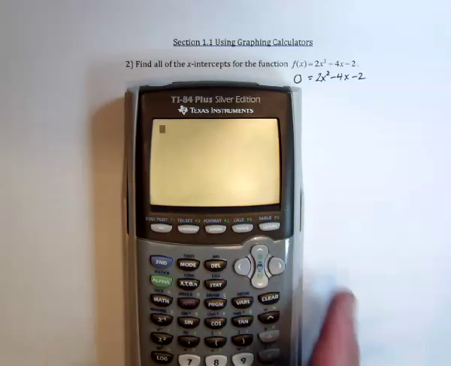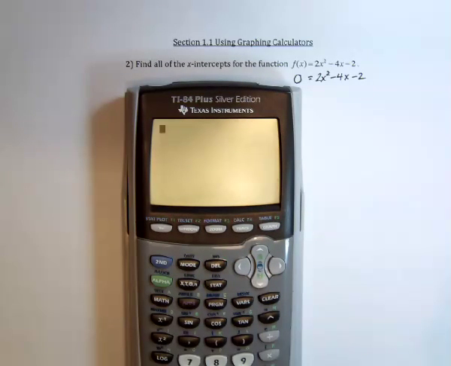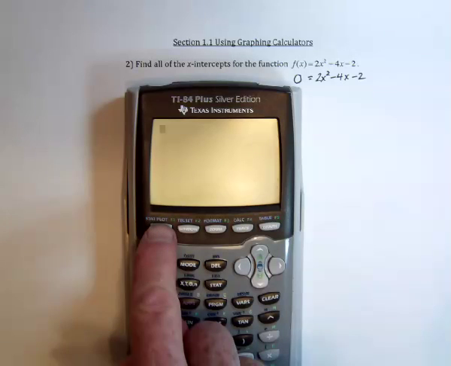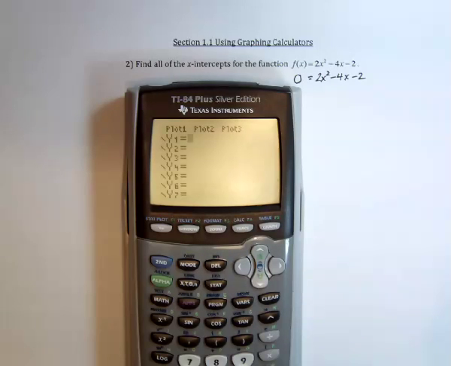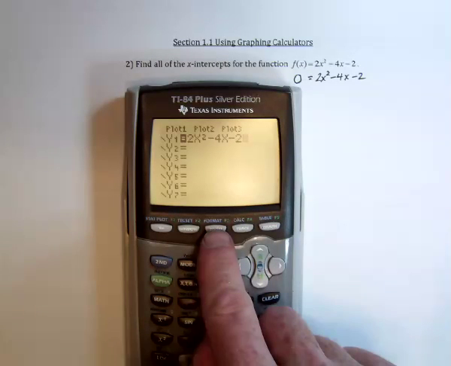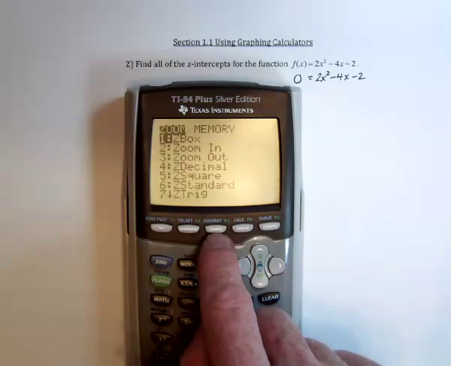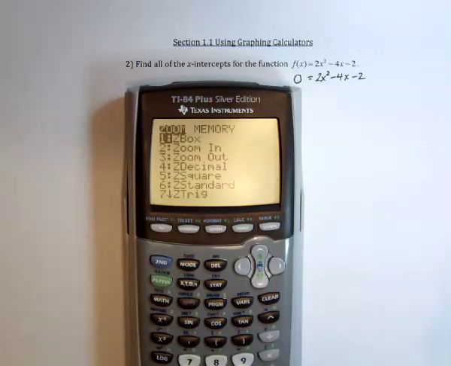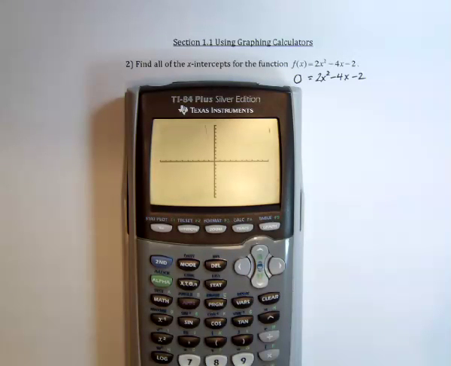This section is getting us comfortable with the graphing calculator. So we'll do it by graphing. Y equals, and then 2x squared, subtract 4x, subtract 2. And then go to zoom number 6, standard window.